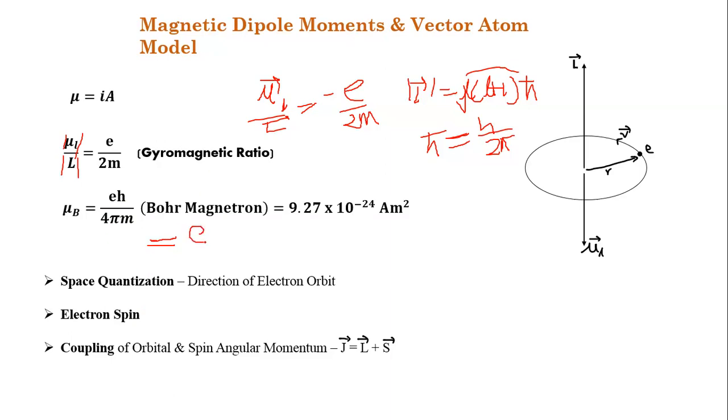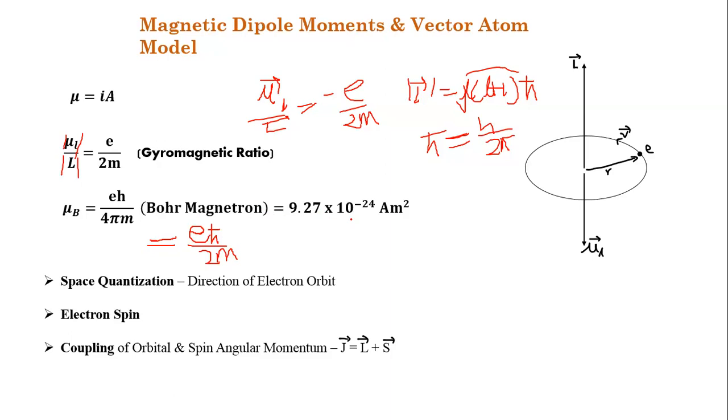So the Bohr magneton can also be written as e h cross by 2m. Putting the values of m e, the mass of the electron, and h cross, we get the value of the Bohr magneton as 9.27 times 10 to the power minus 24 ampere meter square.